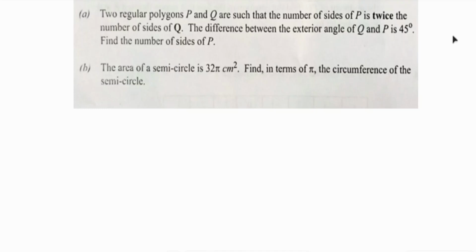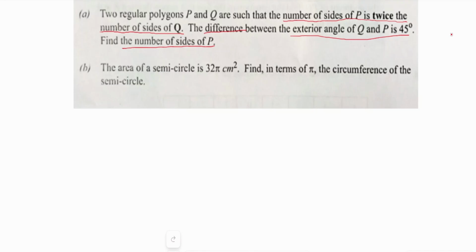As always, to be able to solve this question, we should first identify the key facts or the important points from the problem. The first thing I would like us to pay attention to is the fact that the number of sides of P is twice the number of sides of Q. And also the difference between the exterior angle of P and Q is 45 degrees. That's a very important point. And then the last point I would like us to look at is what we are solving for, the number of sides of P. Let's solve the question in detail now.